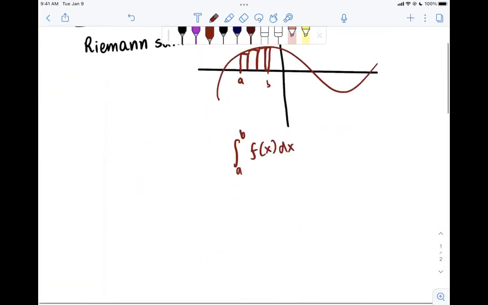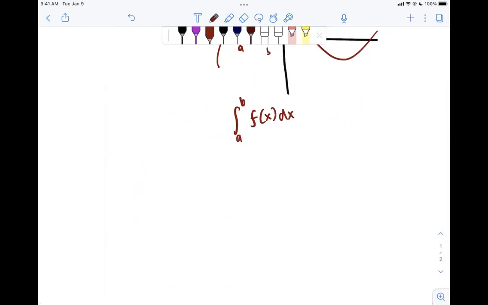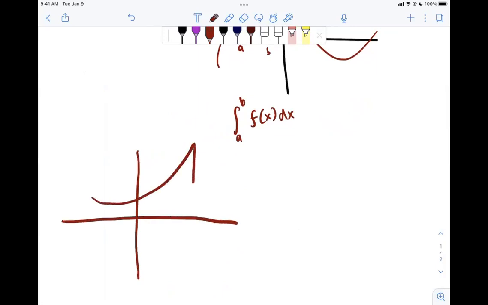So in general, there are a couple of different types of sums we have. So one thing we can do is take a left Riemann sum. So this means every rectangle we have, we're always going to have the height be the value of the function on the left. So this looks like this.